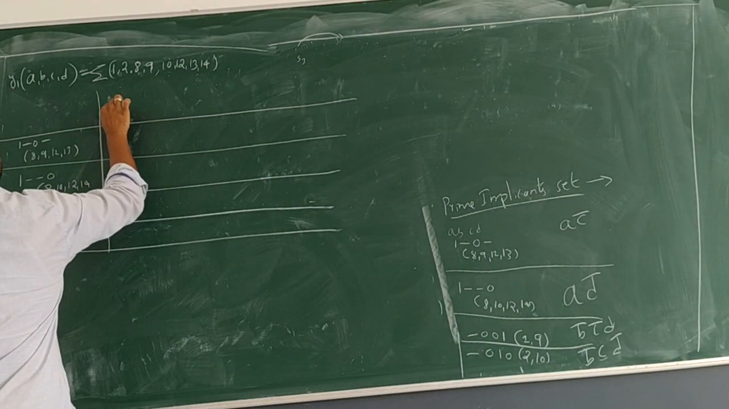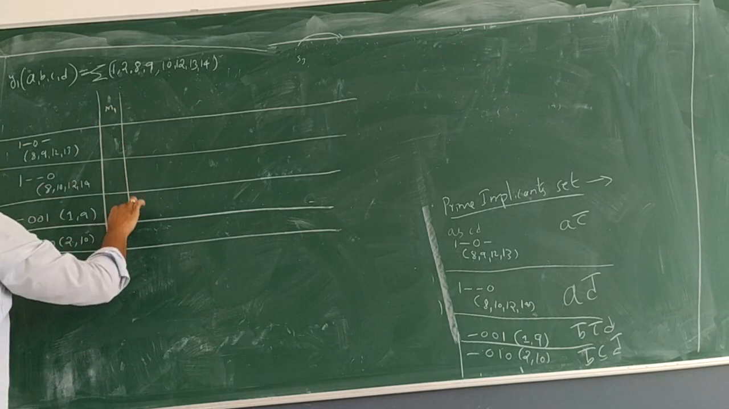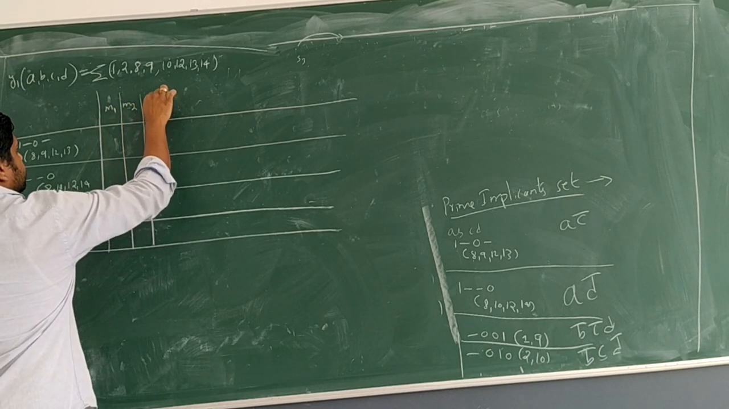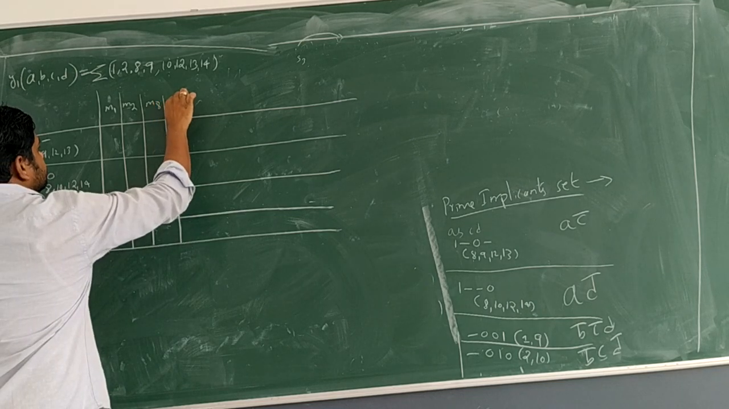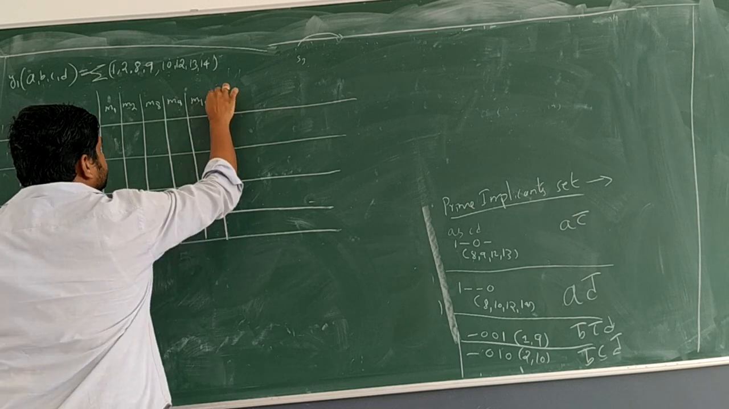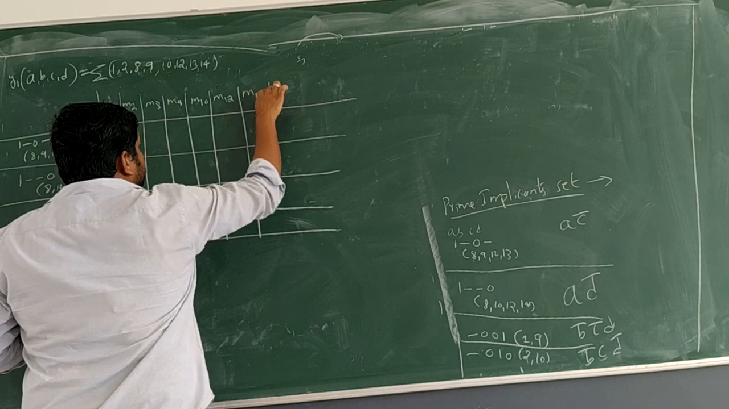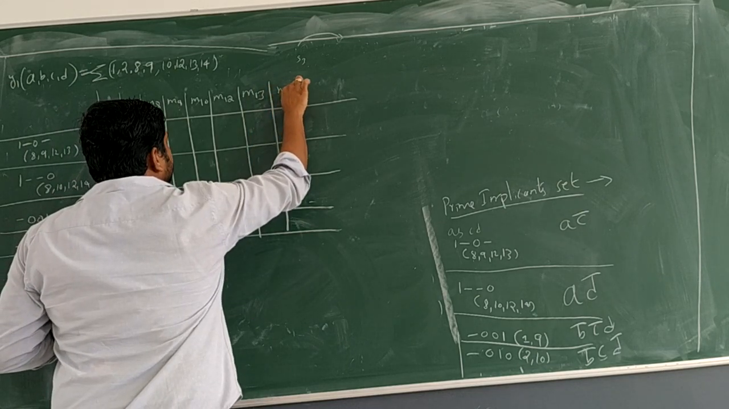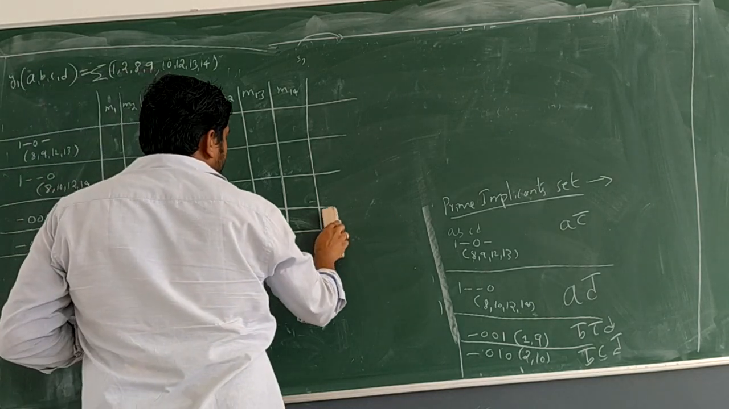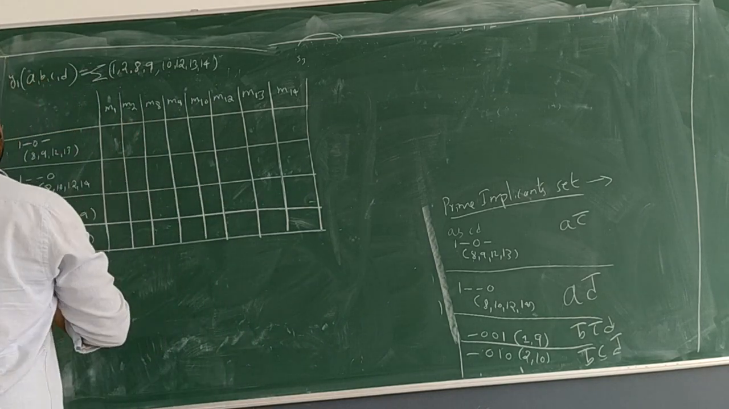And we have to write it as small letter m: M1, M2, M8, M9, M10, M12, M13 and M14. Okay, these are the columns of the method to find out essential prime implicants.